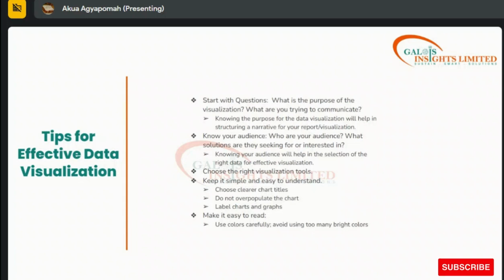When it comes to data visualization, less is more. You don't have to be extravagant. You don't have to go into having so many charts. You have to keep it simple. Simple is the best. And then you have to choose clearer chart titles. When I say clearer chart titles, when someone sees your chart, he or she should be able to understand the kind of information you are trying to convey.